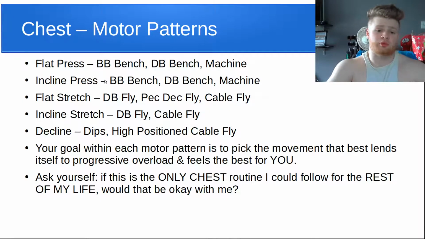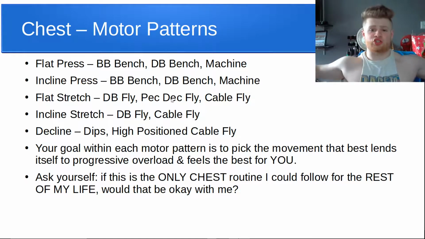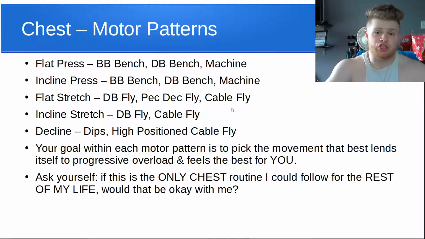We can do presses with barbells, with dumbbells, or we can do machines. For our main flat stretching movement, we can do flat dumbbell flies. Most gyms have a pec deck machine, which is going to allow us to stretch the chest from a flat plane of motion. And we also have the cable machine for the cable flies. For our incline stretching movement, we have the same options. We have the dumbbell flies.